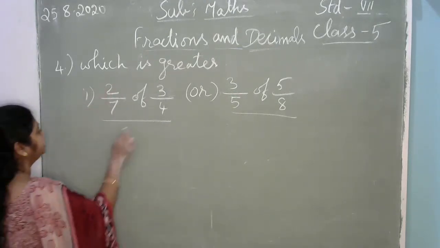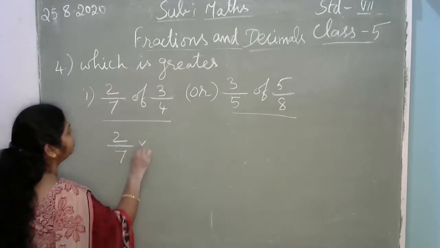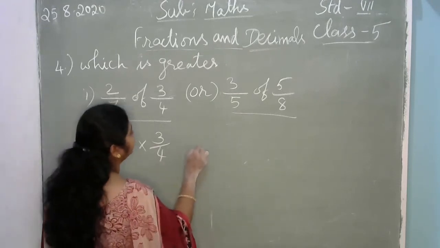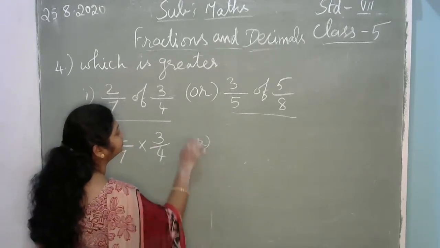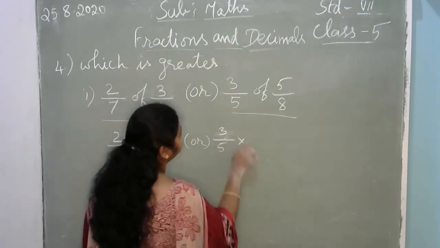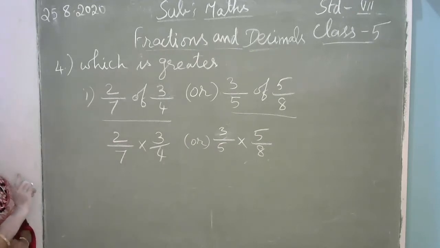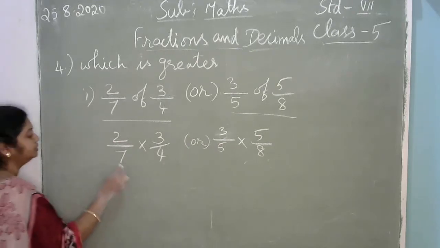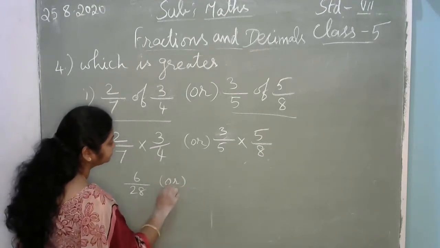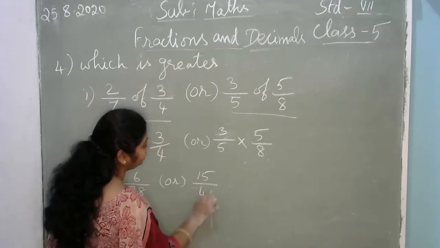First you write this one: 2 by 7 of, which means multiplication, 3 by 4. Okay. And, or, 3 by 5 into 5 by 8. Now what should you do? Directly you have to multiply the numerators. So you will get 6 divided by 28, or 15 divided by 40.